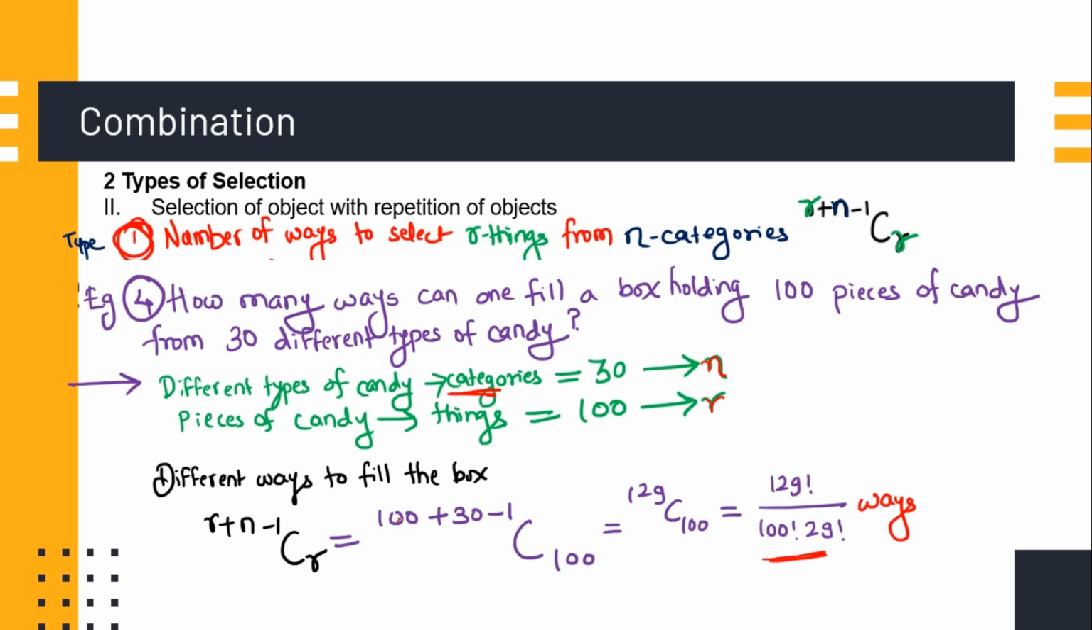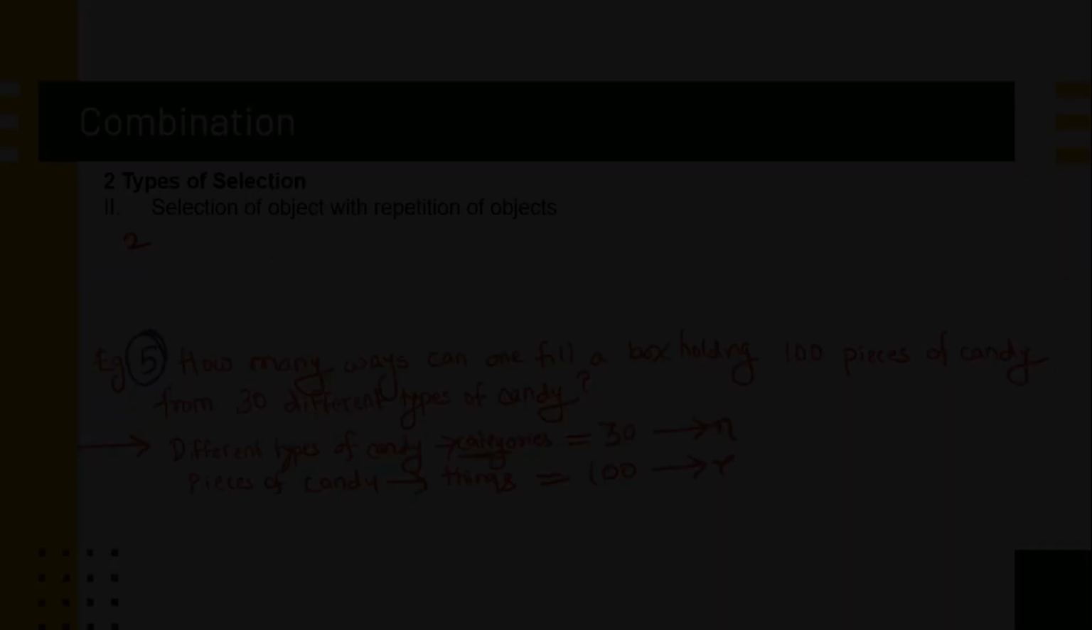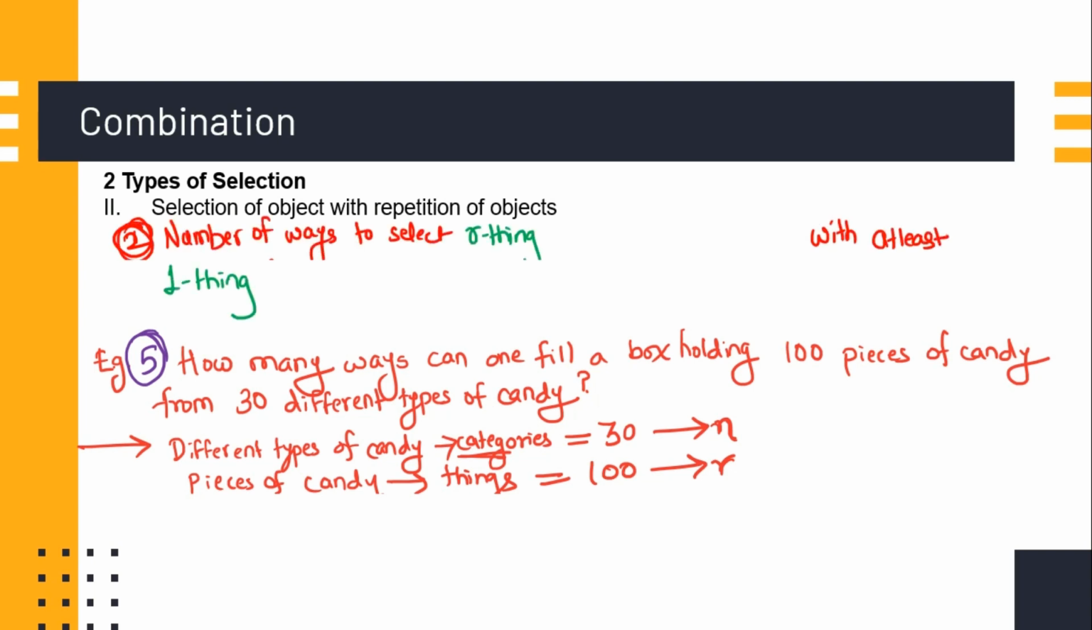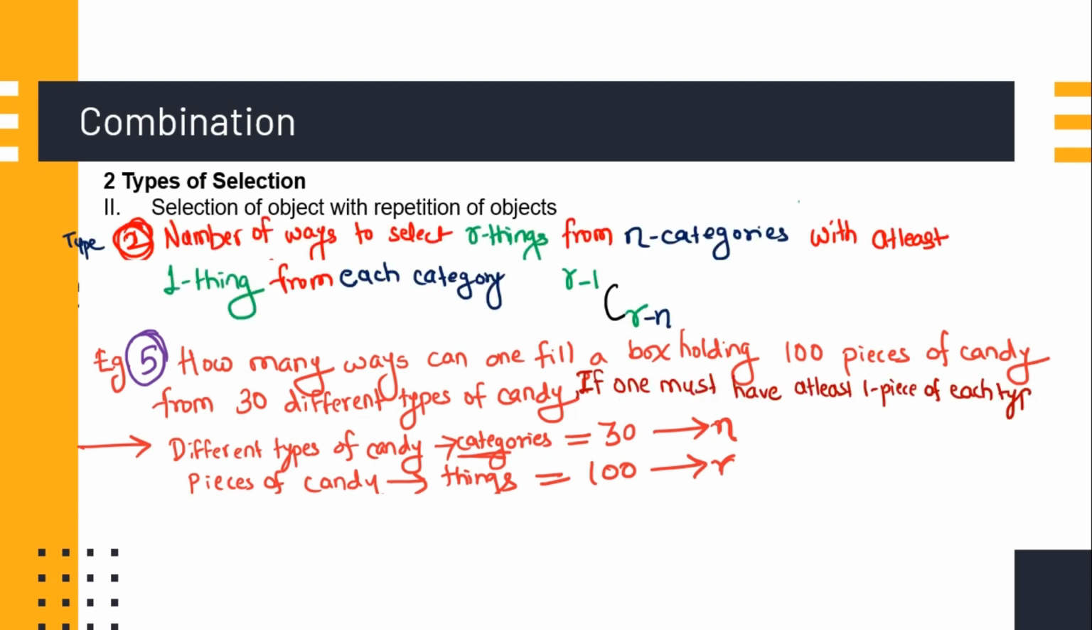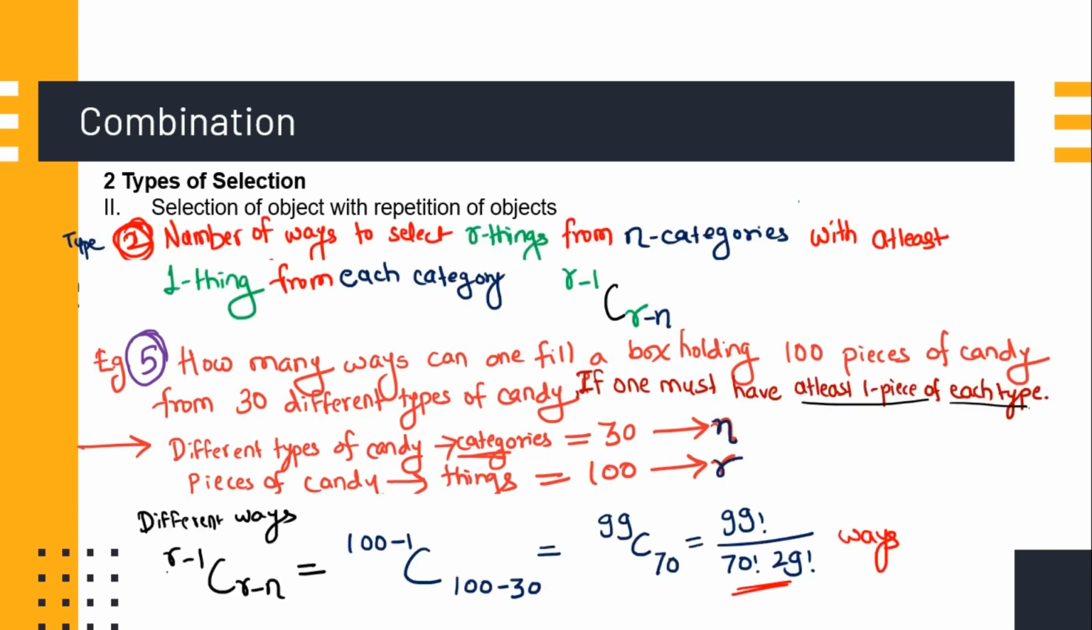We'll get 100 plus 30 minus 1 C 100, which comes out to be 129 C 100, which gives us 129 factorial divided by 100 factorial into 29 factorial. So these many ways are there to fill a box with 100 pieces of candy from 30 different types of candy.